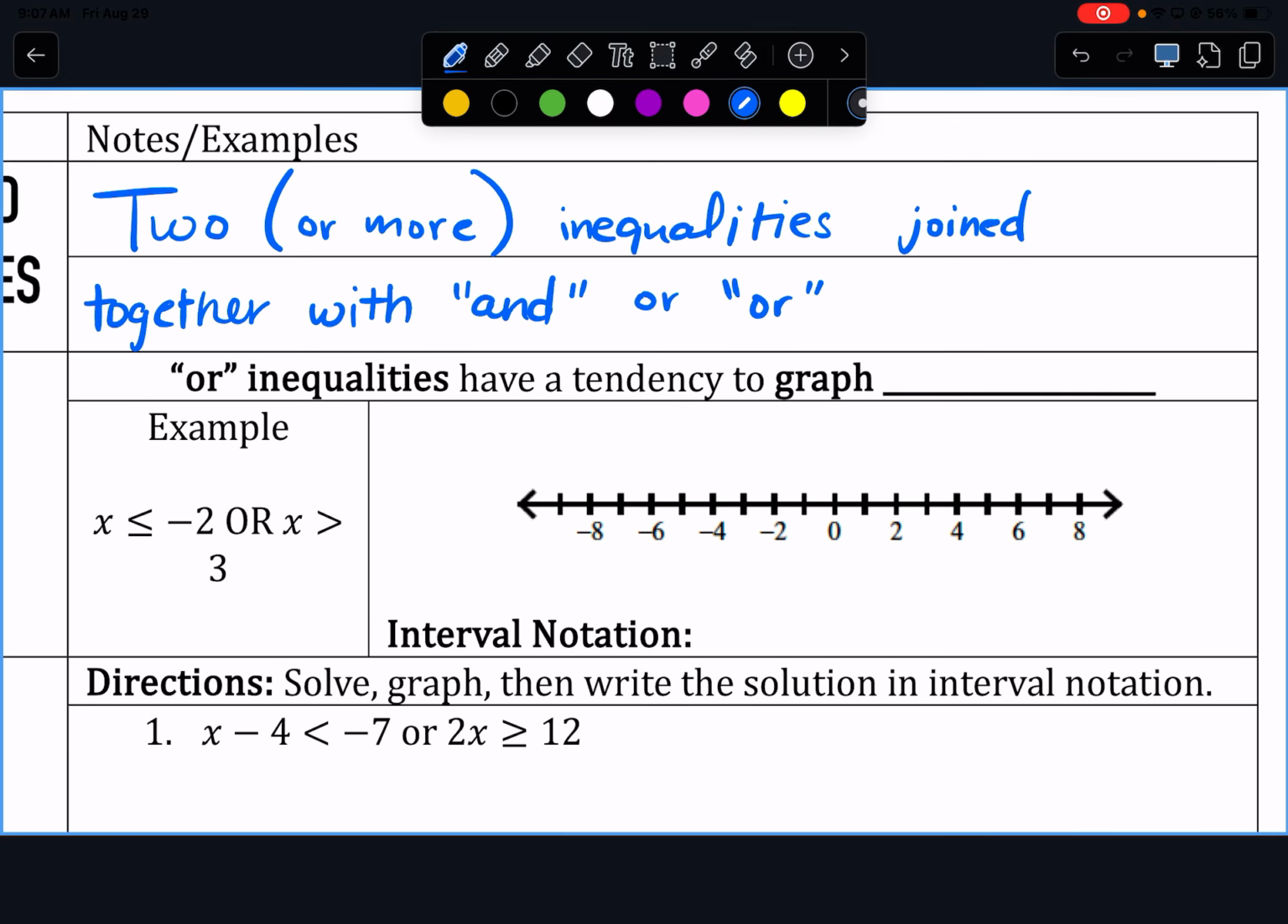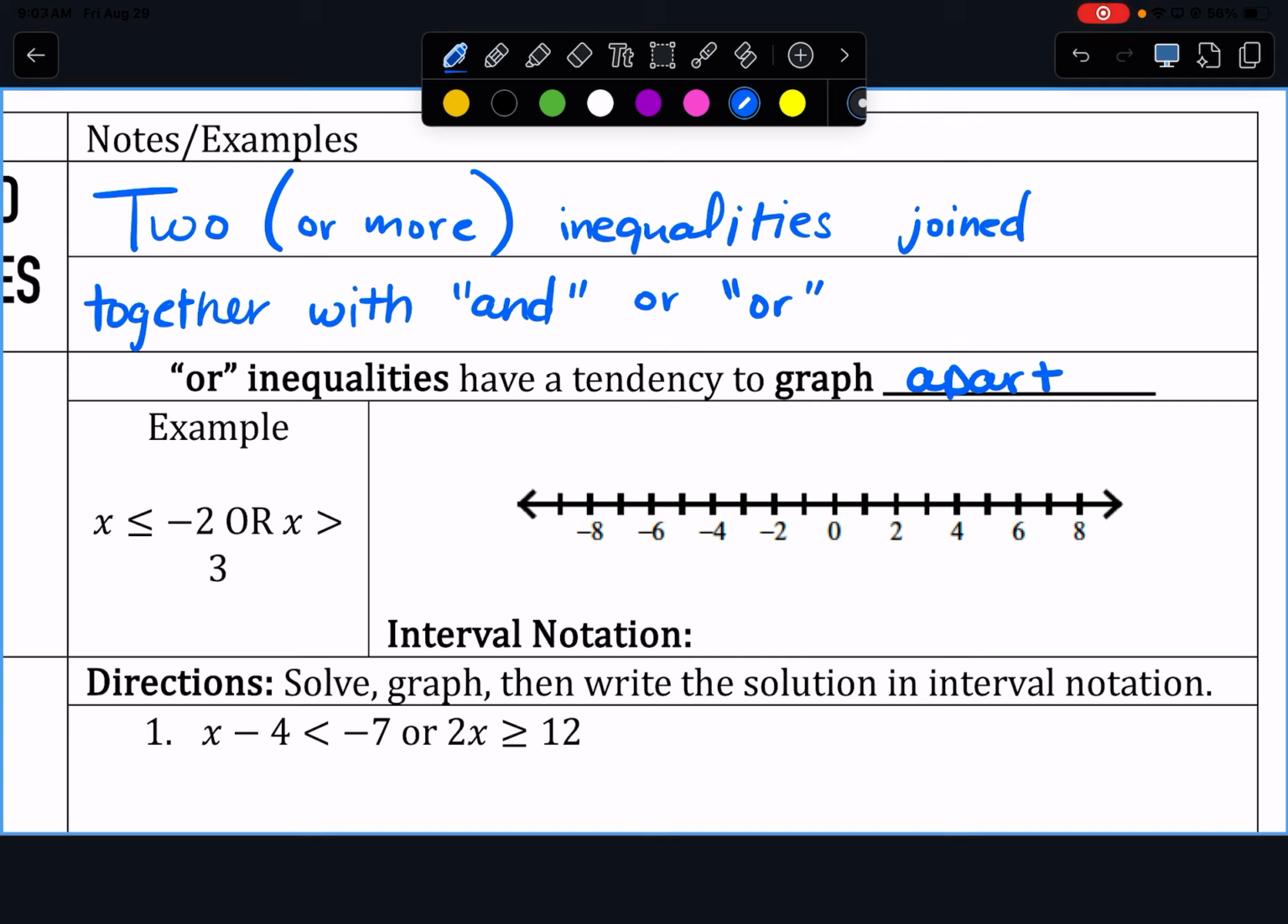So, one thing about compound inequalities, there are two types. Okay, we will have an "and" type and an "or" type. We're going to start with type 1, which is our "or" inequalities. "Or" inequalities have a tendency to graph apart. And that'll become apparent what that means when we see the picture of the graph.